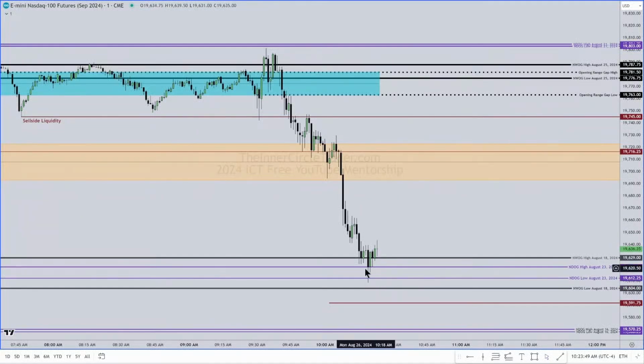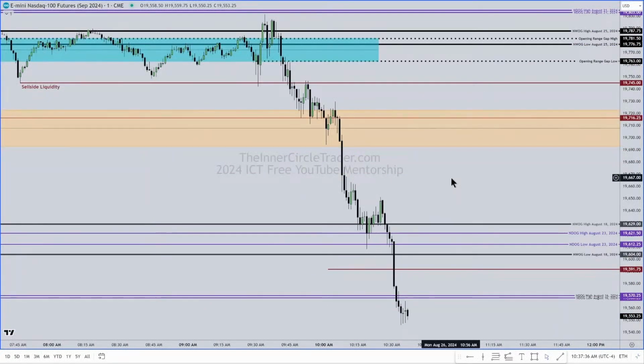Look at the bodies right on that high of the new day opening gap from August 23rd. What does my model say? Should I be doing anything here? Should I be trading at all today?